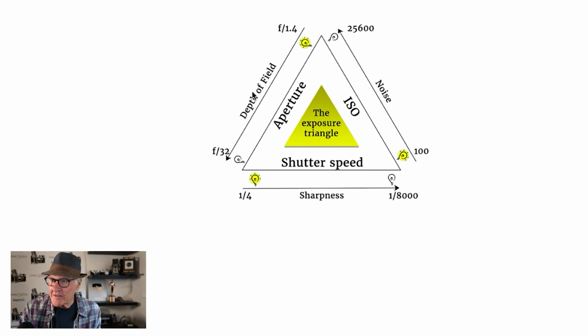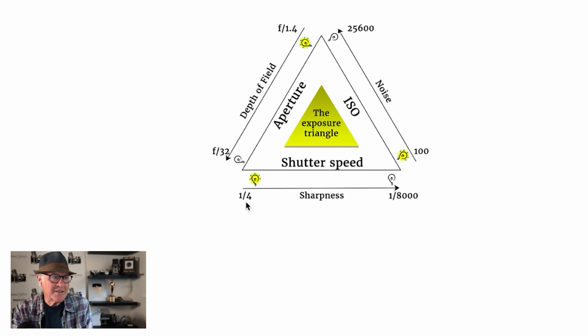The smaller the opening, the more in focus you have, the greater the depth of focus. That's your aperture. Also, how much light it lets in. And then shutter speed. You've got speed and sharpness. You want very, very sharp? You can go all the way to 1/8000th. I've never done that. You want something in motion.